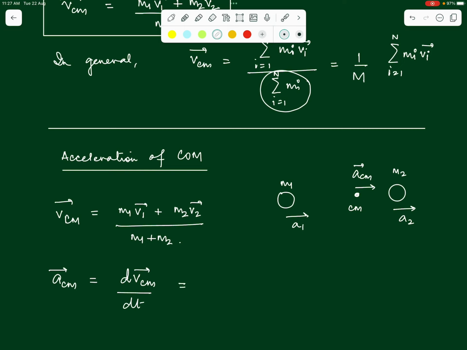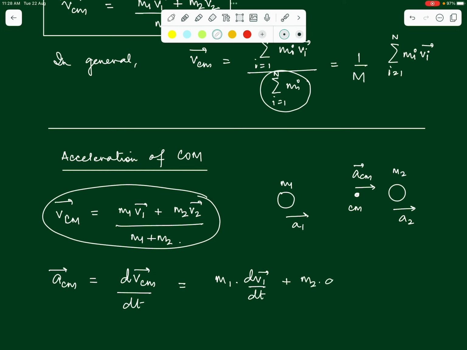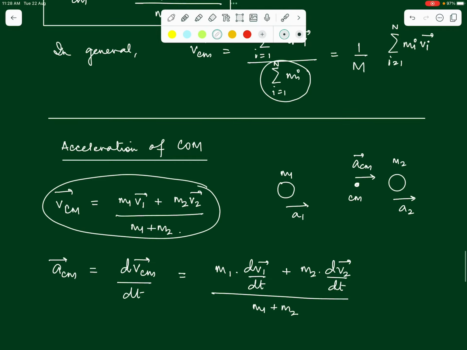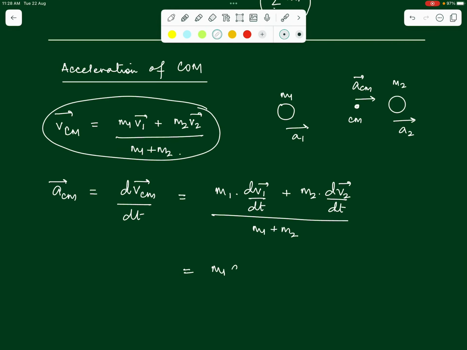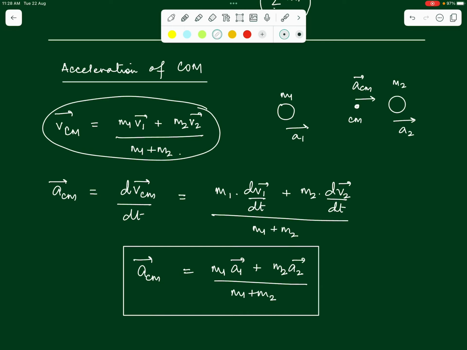So this will be nothing but, if we use the value of VCM from here, can we see we will get m1 into dv1 by dt plus m2 into dv2 by dt divided by m1 plus m2, which will be nothing but m1 a1 plus m2 a2 by m1 plus m2. This is what we are getting as the acceleration of center of mass. Once again, an expression similar to what we have obtained for the position of the center of mass as well as for the velocity of the center of mass.